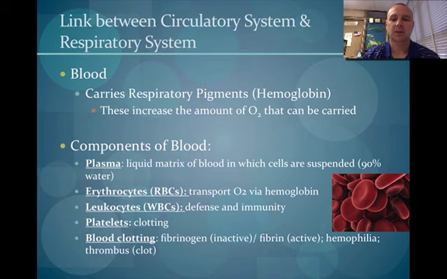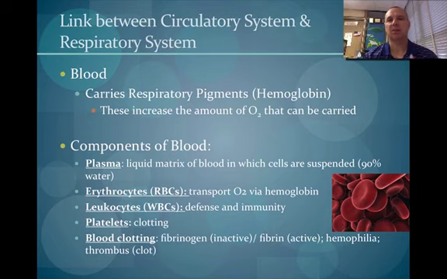Leukocytes are the white blood cells. They're involved in the immune system. They're actually what is involved with killing anything that may come in that's foreign. And then you have platelets. Now, platelets are involved with clotting. So when I cut my arm, what causes my blood to stop bleeding out of my body is this clotting.